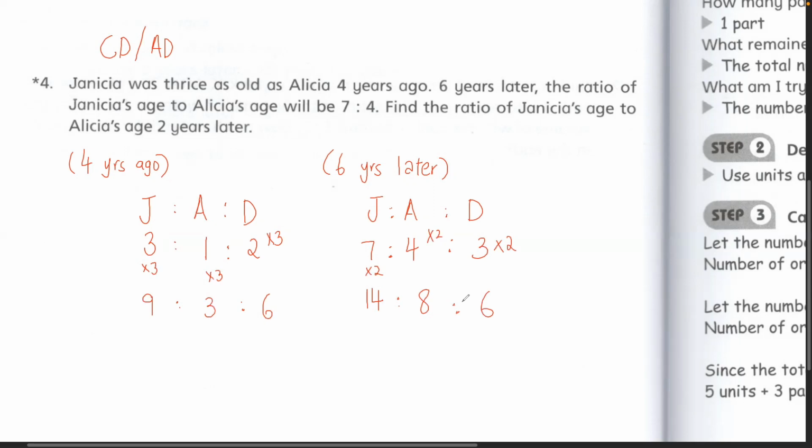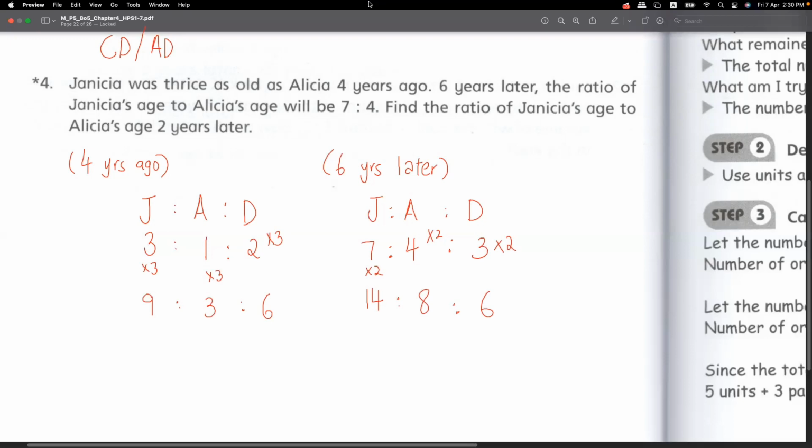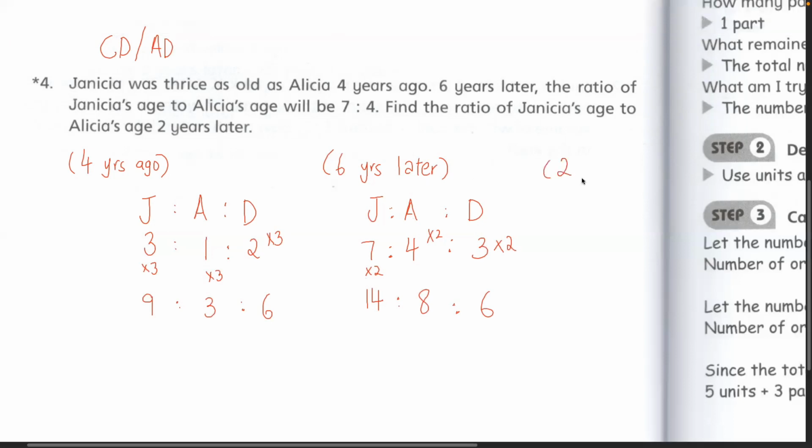Now, if I continue to read the next part, it says I want you to find the ratio of Janeka's age to Alicia's age 2 years later. So we have another part that says 2 years later. The first thing you want to understand is this. Let's imagine, if I want to draw a timeline here, I am standing right here talking. This is me. I say 4 years ago, Janeka is how many units? 9 units, correct? This is 4 years ago.